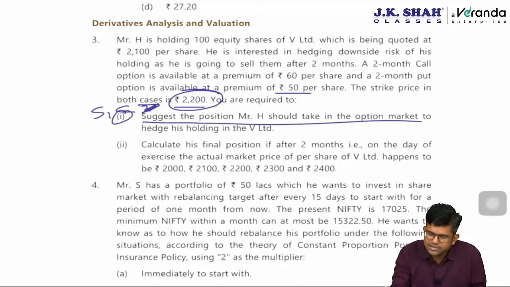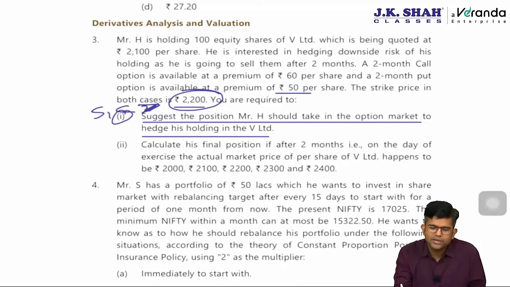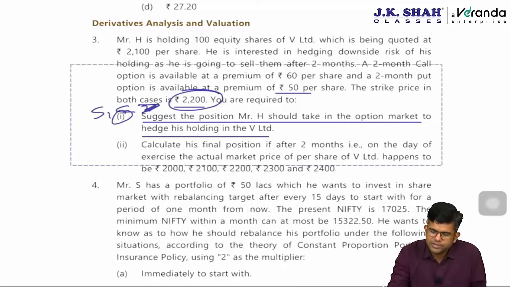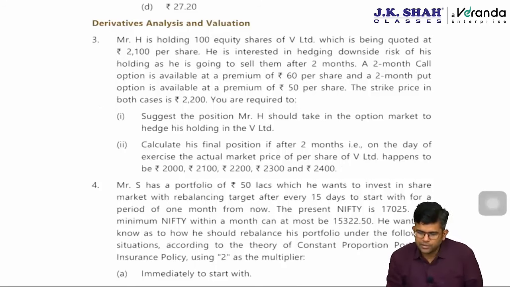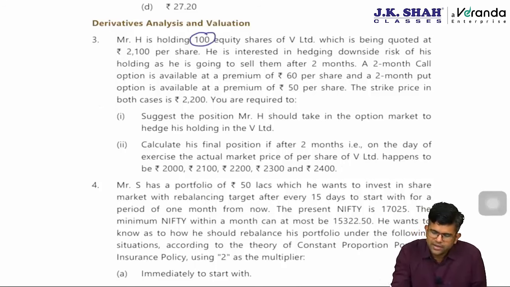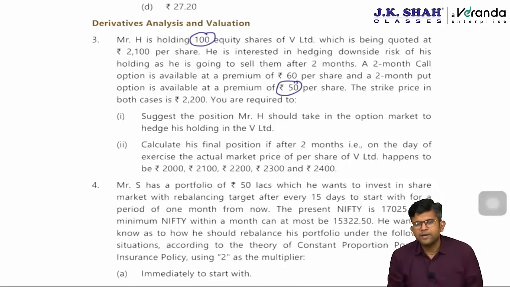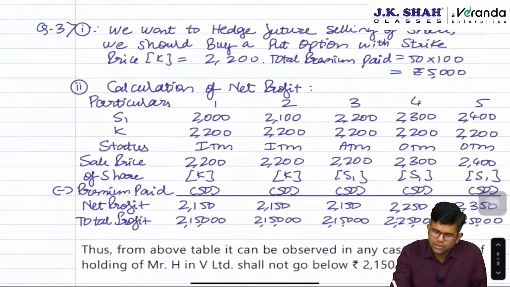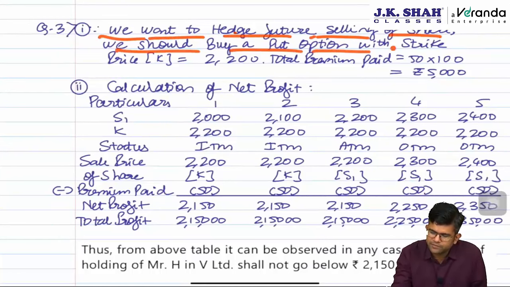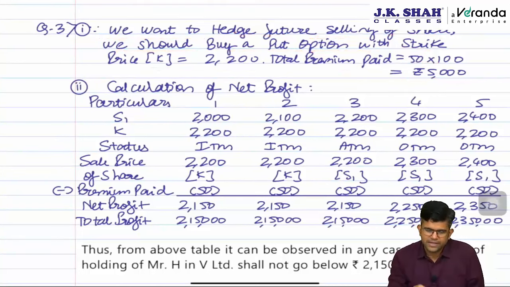Point number 1, suggest the position Mr. X should take in the option market to hedge his holding. As we discussed, the position he should take is he should go for a put option. Now students, he is holding 100 shares. Now do you realize if it is 50 per share, the total premium that he has to pay will be rupees 5,000. So I'll just show you the solution. So since we want to hedge future selling of shares, we should buy a put option with a strike price of 2,200. Total premium paid will be rupees 5,000.